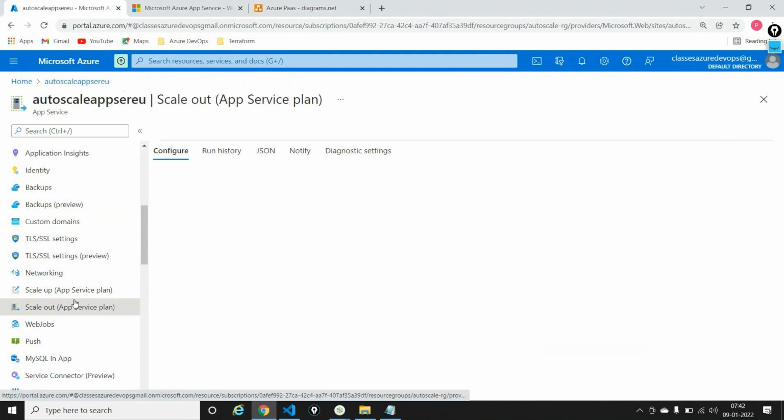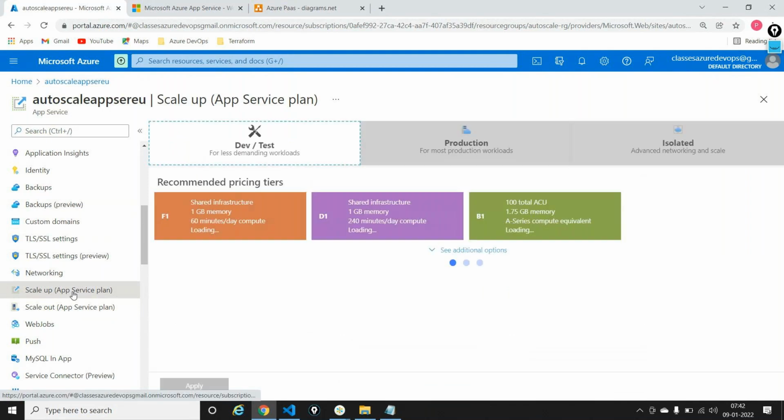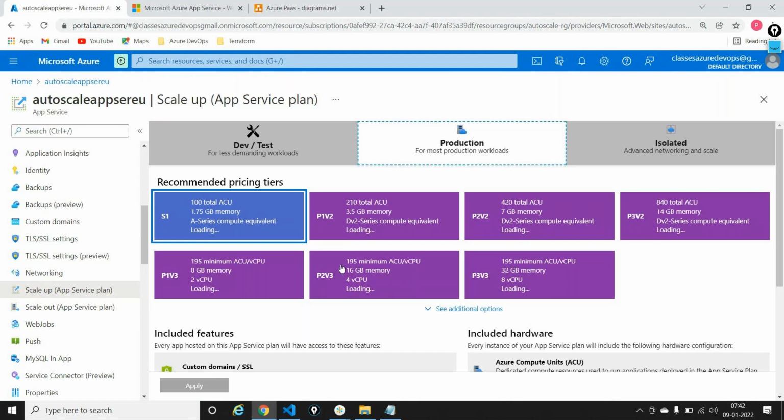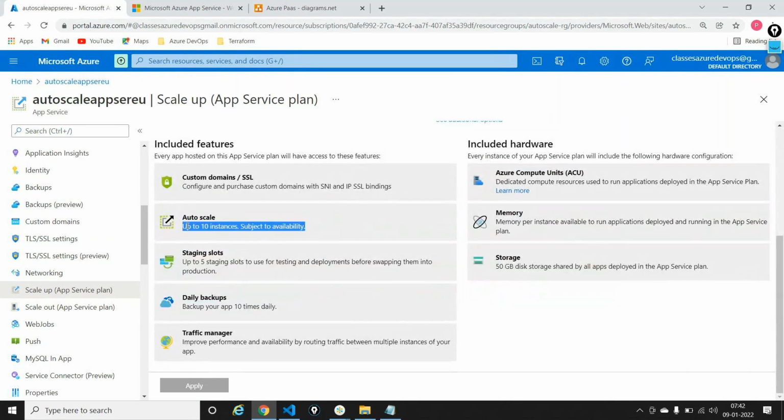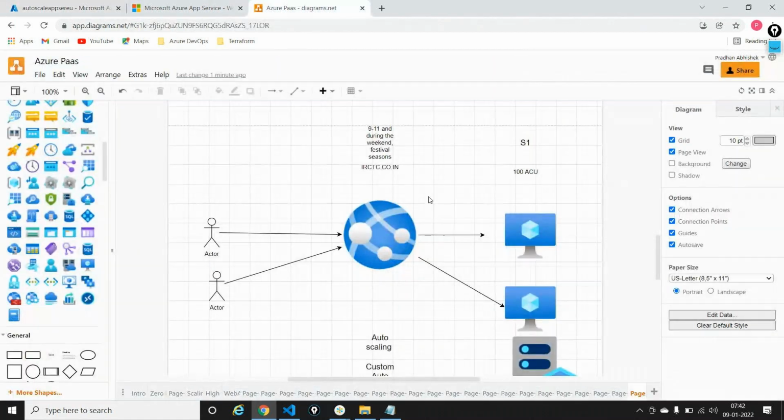So if I look at the plan here, if you look at the descriptions here, a maximum of up to 10 instances. You can scale to a maximum of 10 instances. The plan by default gives you one. You can go maximum up to 10 instances here. But for my architecture, for my use case scenario, I'm good with 8.